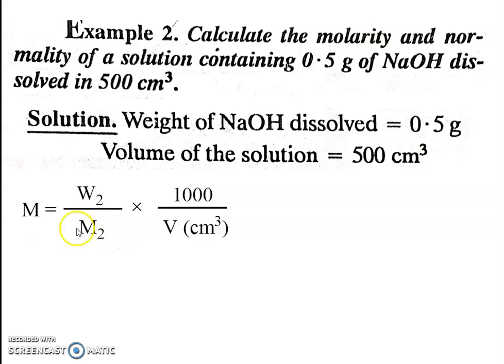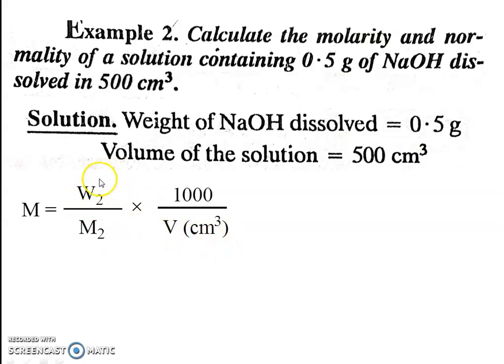Now the formula for molarity is: molarity is a concentration where gram moles of solute are dissolved per liter of solution, and the formula is M equal to W2 upon M2. This is actually W2, the weight of solute, and M2, the molar mass of solute. So this ratio gives the number of moles of solute. So W2 upon M2 into 1000 by V, where V is the volume of solution in cubic centimeter.